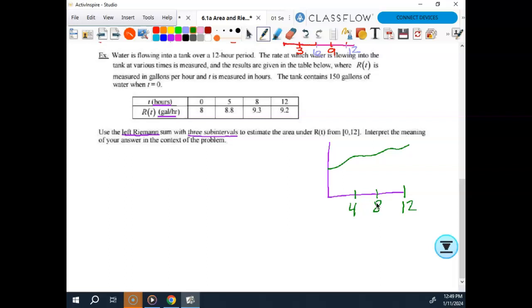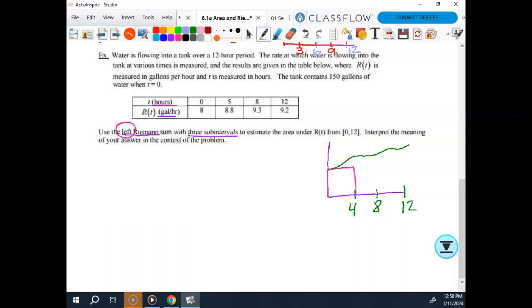It's all good. Okay, so left Riemann sums. So I have my 3 subintervals. If it is a left Riemann sum, which side of the interval do I start on? The left, just like it says. That's where we start, not where we end. So I start on the left-hand side of this first interval from 0 to 4, and I drop down my line.